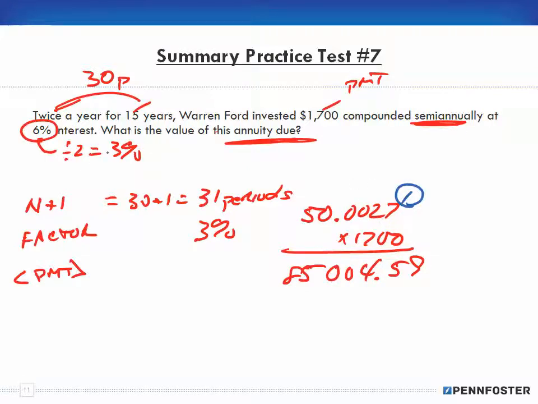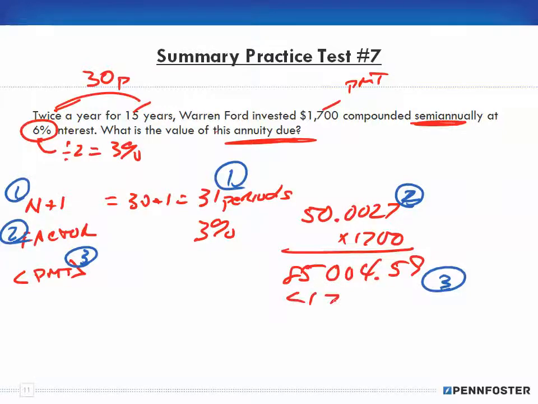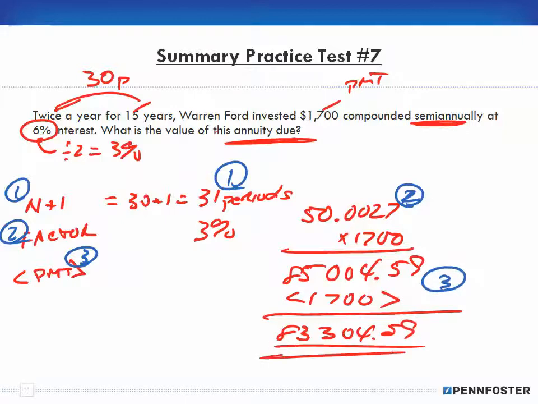Step 1 was finding the number of periods. Step 2 is multiplying by that factor. Then step 3, we subtract out one of the payments. So we subtract out $1,700, and we end up with $83,304.59 as the value of the annuity due, if twice a year for 15 years, compounding semi-annually, we pay $1,700 at 6% interest.